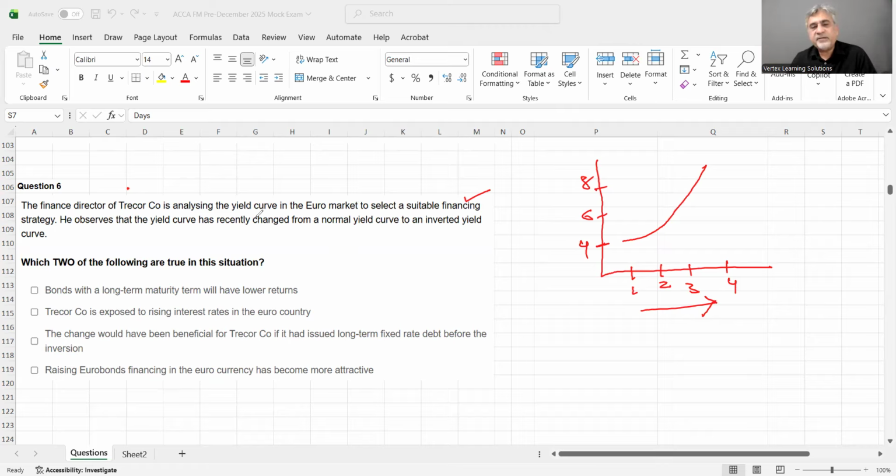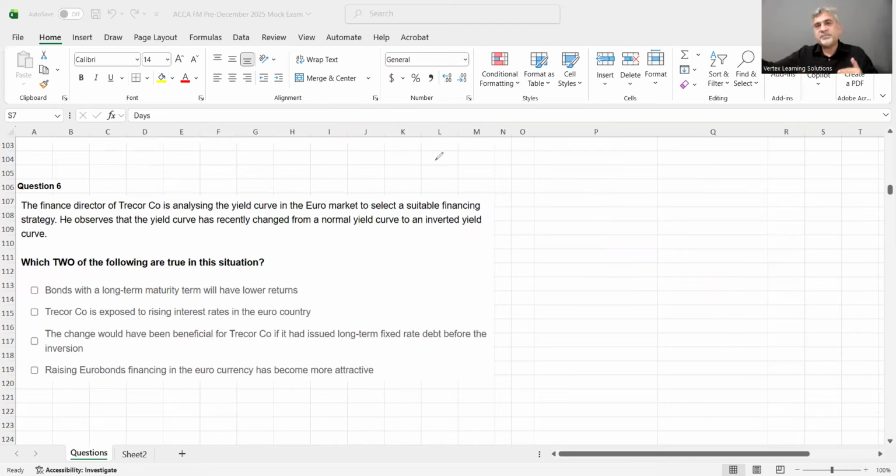When you have an inverted yield curve, which is like this, it means that in the short period, the interest rates are higher. And as you move further in the time period, interest rates are lower. That is what is inverse or inverted yield curve, which means that long-term borrowing will become cheaper. Long-term borrowing will become cheaper because in the long term, interest rates are expected to fall. This is what is inverted yield curve.